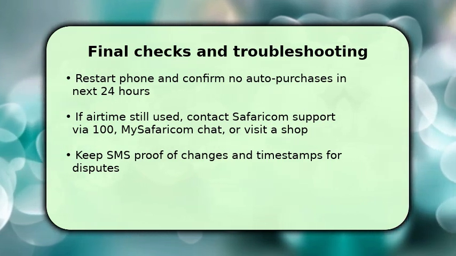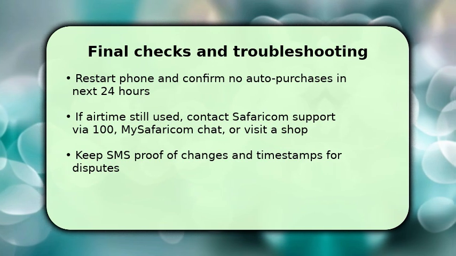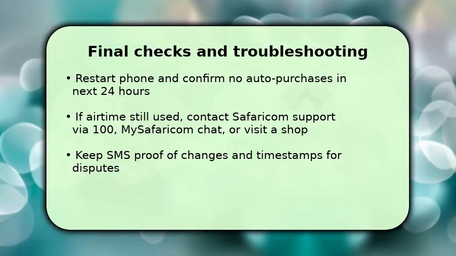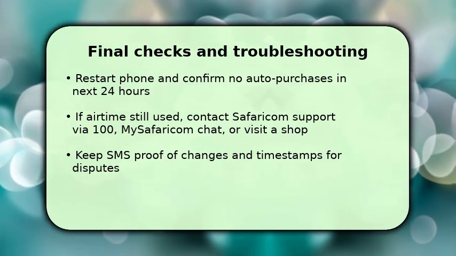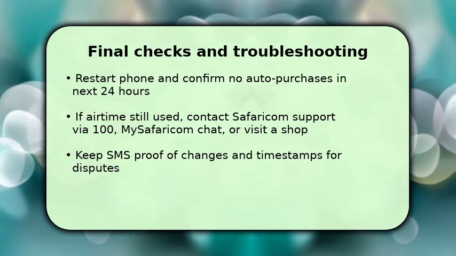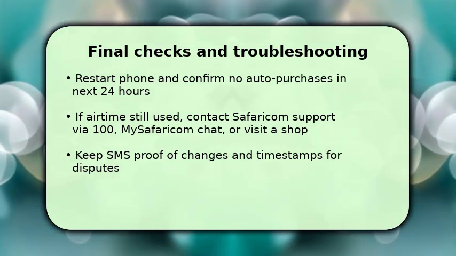and request escalation. Make sure you have SMS confirmations and timestamps of the settings you changed. This evidence speeds resolution. If the agent re-enables something, ask for a reference number and insist on a rollback.